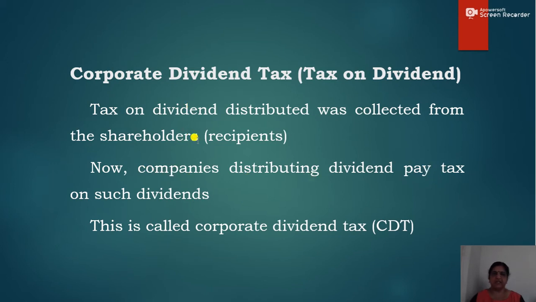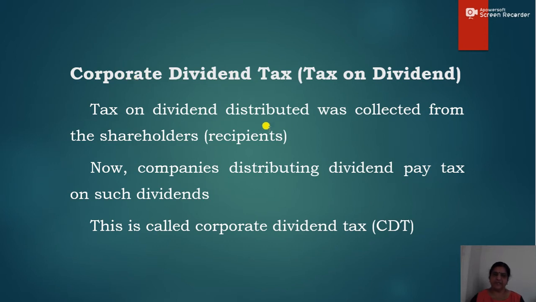So previously the recipient, that is the shareholders who were receiving the dividend from the joint stock company, were responsible for making payment of tax on dividend distributed. But nowadays the companies which are distributing dividend to the shareholders have the responsibility to pay the tax on such dividend. So such tax is called corporate dividend tax. That is the tax paid by the corporate entities on the dividend declared or paid by them. So that is the word meaning of corporate dividend tax.